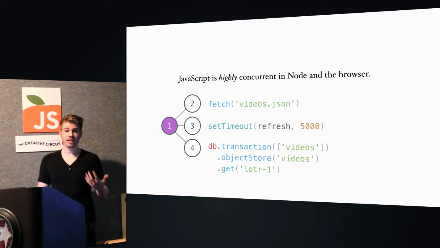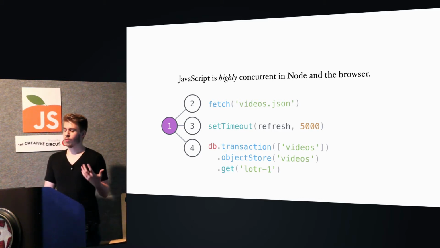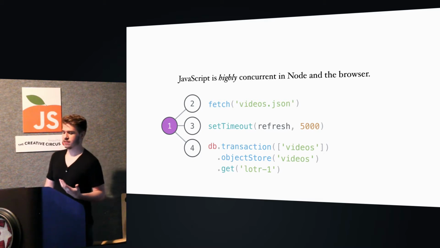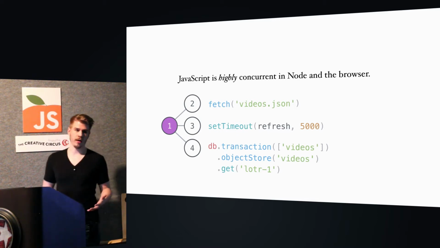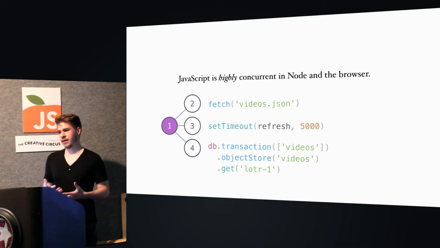At the same time, it makes the AJAX request with the fetch API, and right after it starts that, it begins scheduling a refresh function to be called in 5 seconds. Right after that, before it's even waited 5 seconds, it starts doing a database query. All of this happens asynchronously. It's something we take for granted in the JavaScript world.